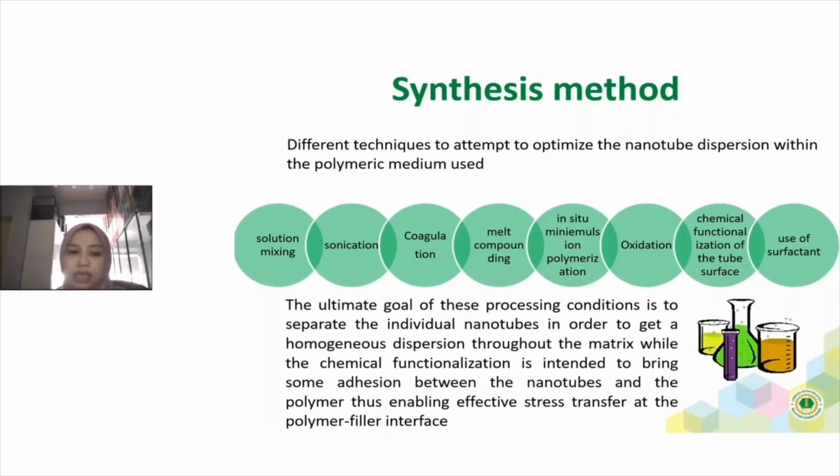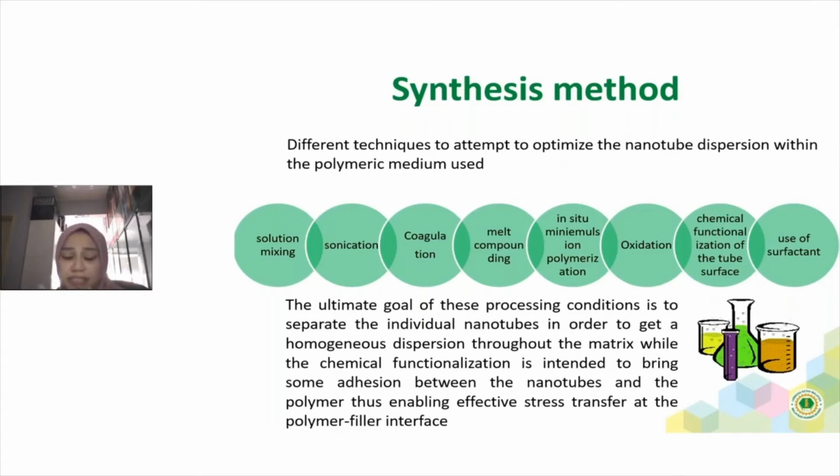If you are using the nanomaterial, you need to use sonication. It's quite crucial to get a good dispersion. We also use coagulation and melt compounding, which we usually use in the dry rubber method. Then there is in situ microemulsion polymerization, as well as oxidation and chemical functionalization, where we use the hydroxyl or the carboxyl method.